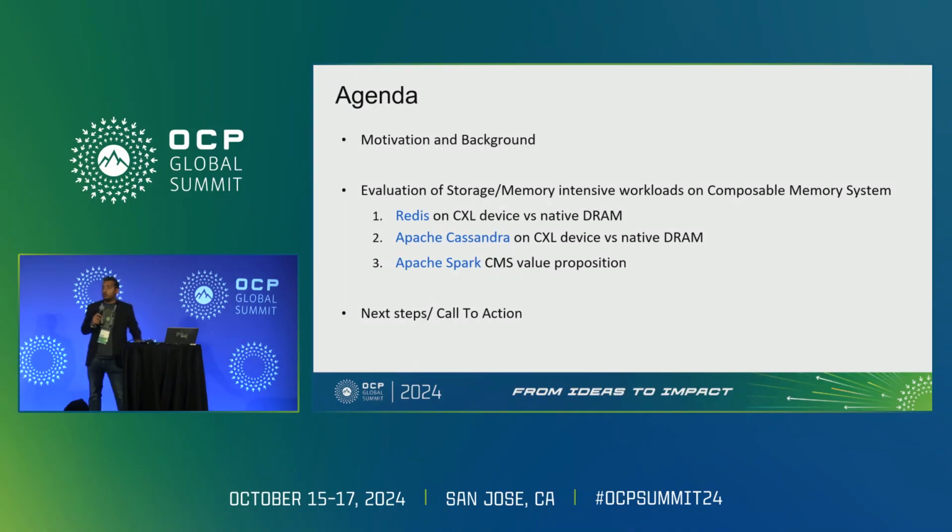Okay, so we'll go through first of all what is the motivation and background for this work, why we are doing this, and then we'll look at some of the results of composable memory systems, specifically CXL memory on storage and memory intensive workloads, right? Redis or Apache Cassandra or Apache Spark. And then we'll look at next steps and call to action.